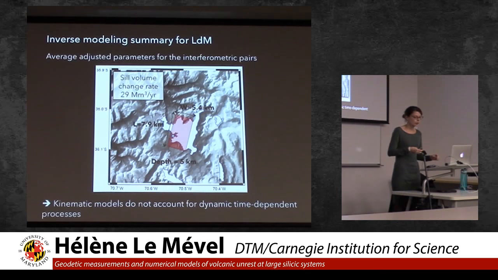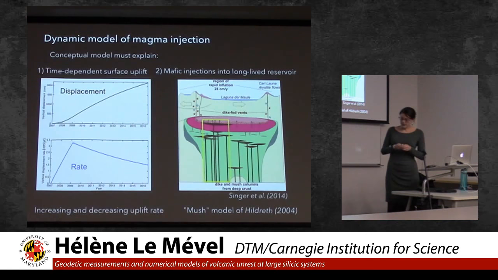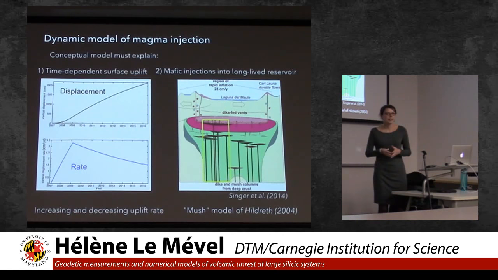Next I'm going to introduce you to a model that I call the magma injection model, which considers the fluid inside this cavity and a fluid flow through a conduit. Here I just remind you that we are trying to explain this displacement with a rate.